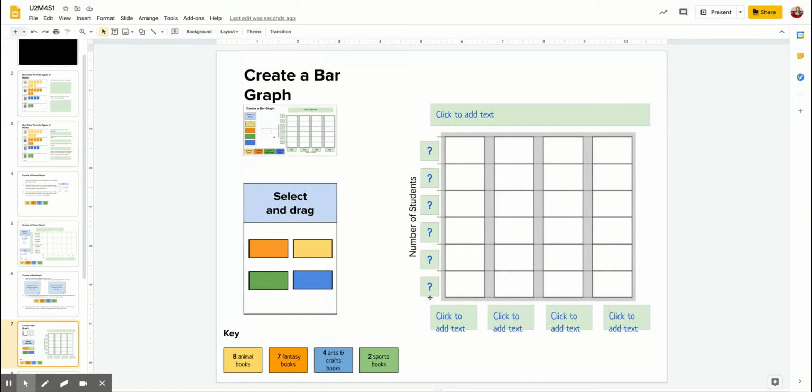What makes sense here? Knowing that you have to fit 8 animal books, 7 fantasy books, 4 arts and crafts, and 2 sports books. So you're going to put animal books, fantasy books, arts and crafts, and sports books, and the graph title. In this little graphic, they show you how you drag these boxes over and you put them in your graph. I wonder if they fit. Yeah, they're okay. Cool. All right, so that'll be really fun, I think.